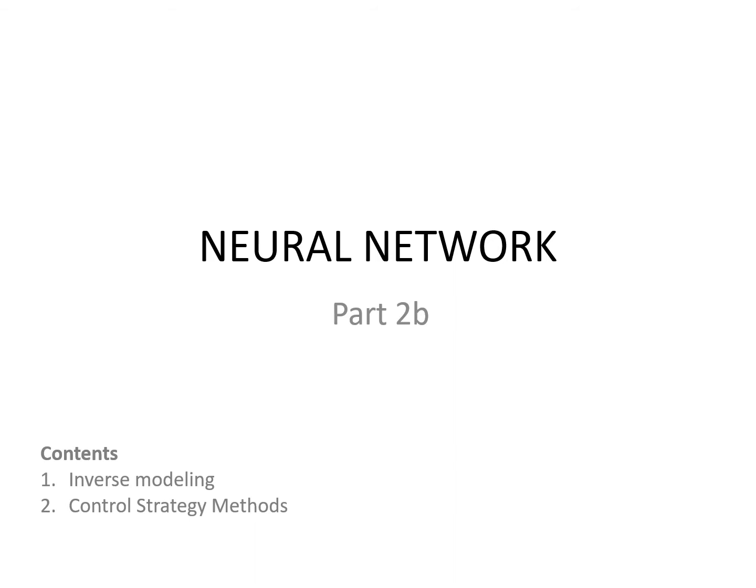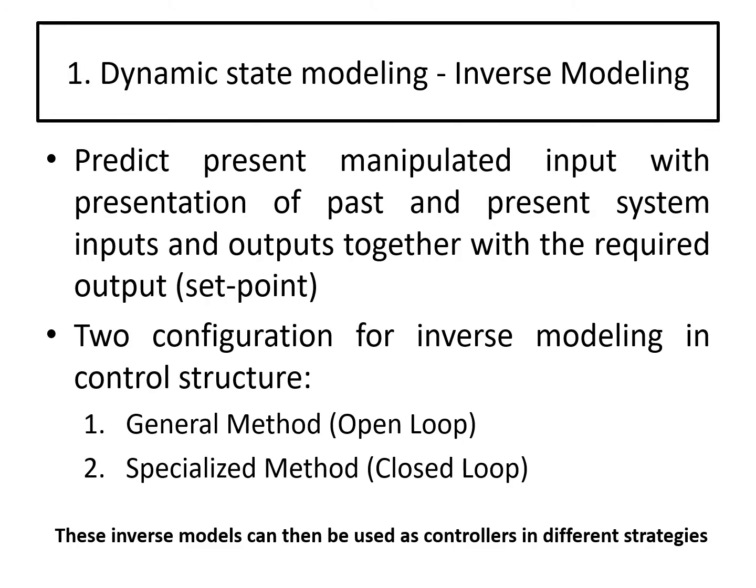Now we look into the second part of the neural network usage for control. We call it part 2B, and basically we're talking again a bit about inverse modeling and the control strategy methods that we are going to use, using neural network models that we have obtained before from the modeling side, or identification side, we call it. Okay, basically a little bit repeat of what we talked last week.